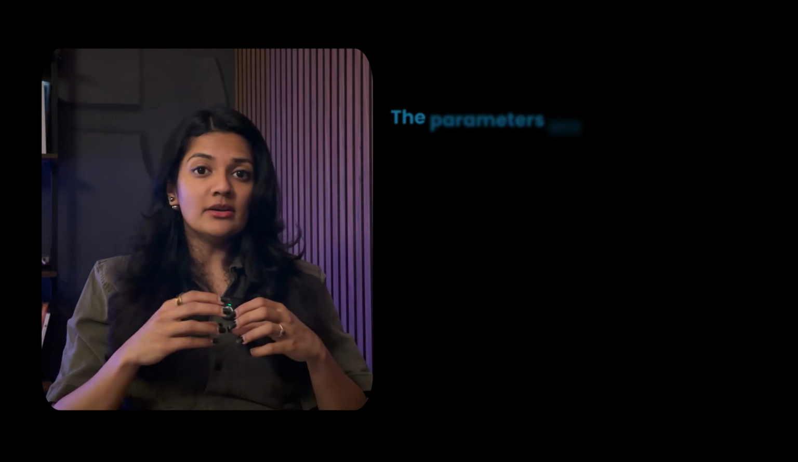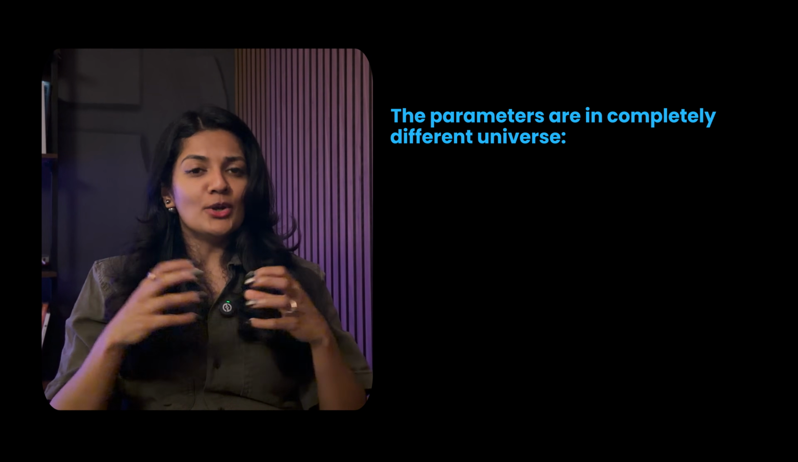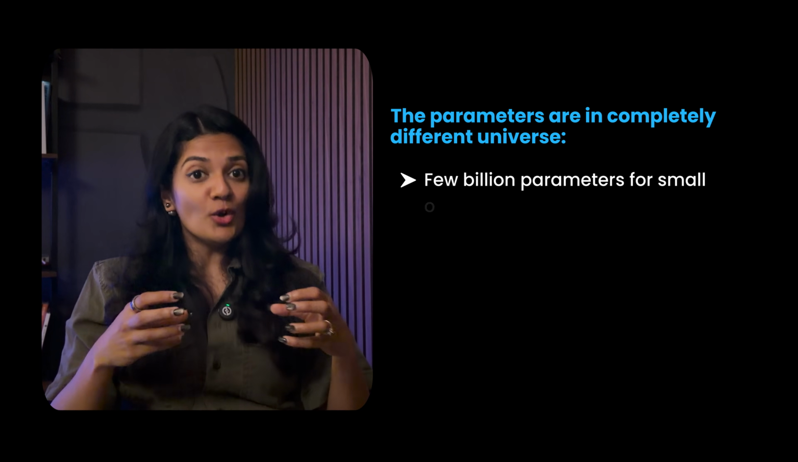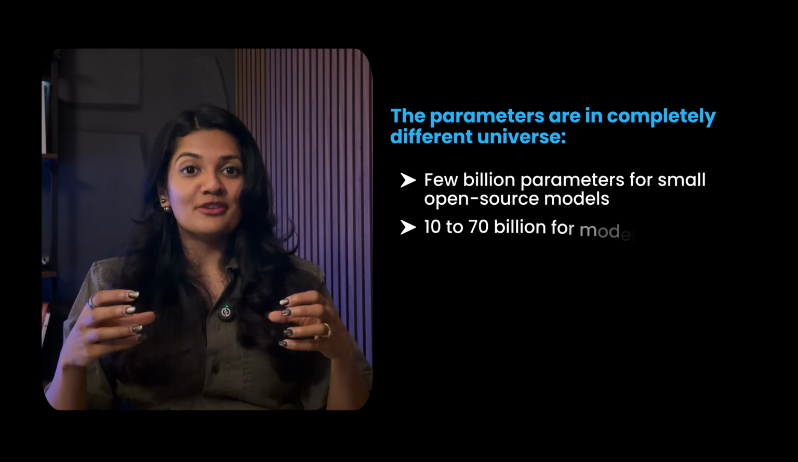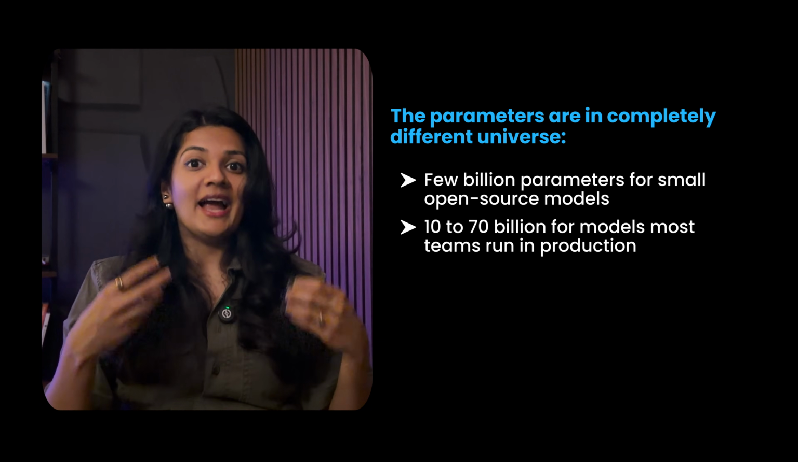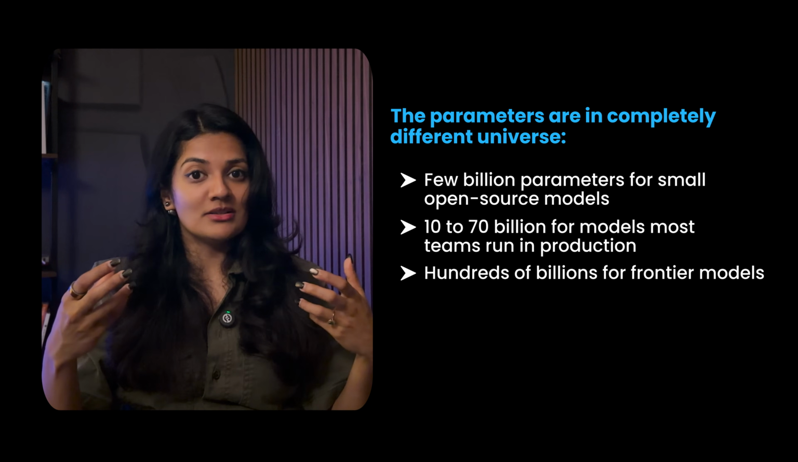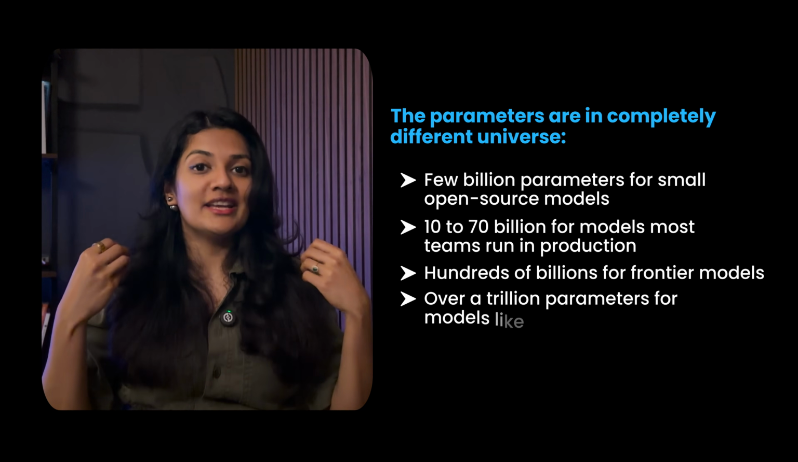Now, here is where a lot of people get confused. In traditional machine learning, model parameters might have been in hundreds of thousands or maybe a few million for bigger models. But with large language models, the parameters are in a completely different universe. You're looking at a few billion parameters for small open source models, 10 to 70 billion for models most teams run in production, hundreds of billions for frontier models, and over a trillion parameters for a model like GLM. This is where fine-tuning gets genuinely challenging because updating even a fraction of a 1 trillion parameter model is not something that you can casually do on a GPU.